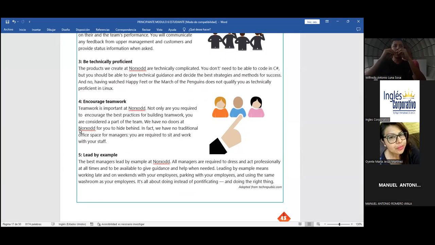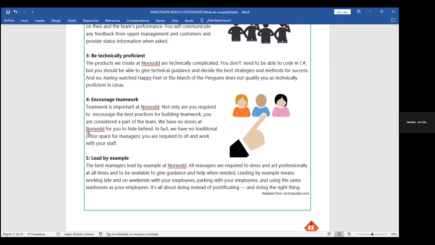Be technically proficient. The products we create are technically complicated. You don't need to be able to code, but you should be able to give guidance and decide the best strategies and methods for success. And no, having watched Happy Feet or the March of the Penguins does not qualify you as technically proficient in Linux.